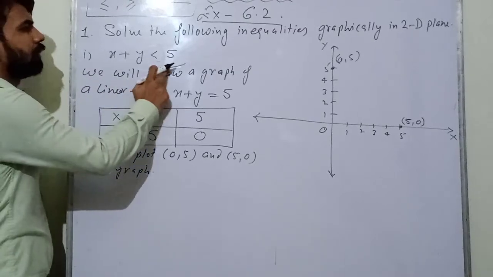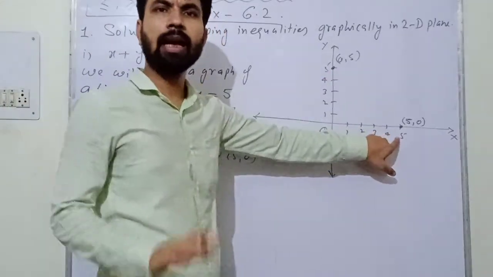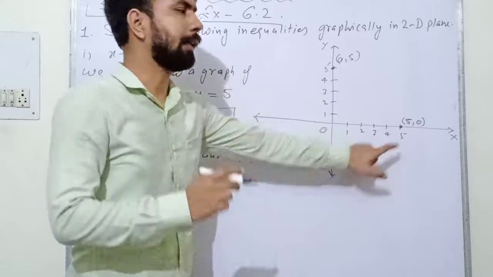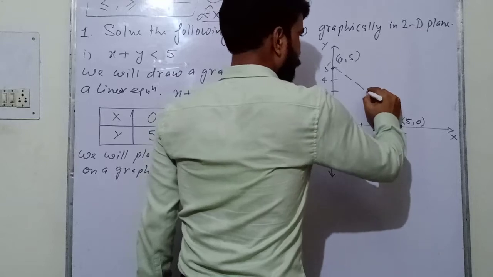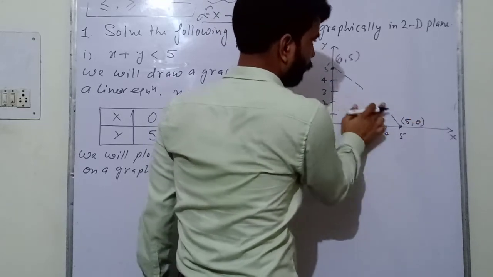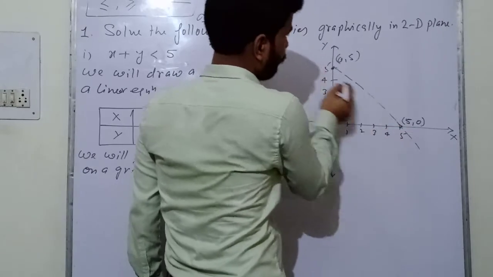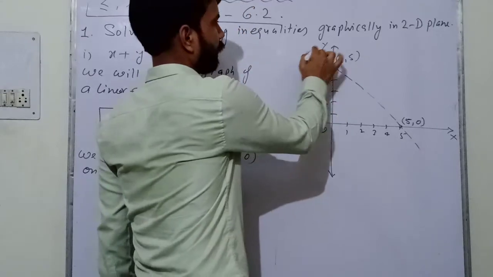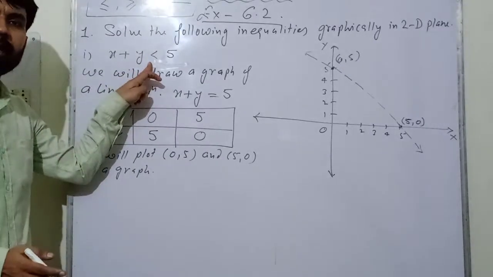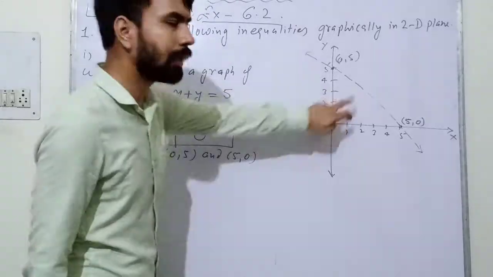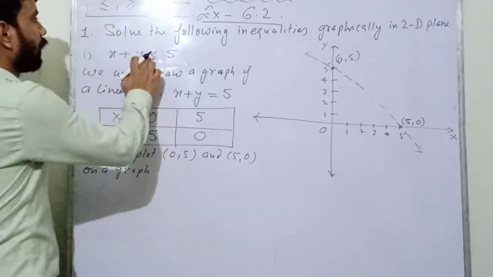Okay, so which sign is here? Only less than, no equal sign. Then we will join these 2 points with the help of scale by dotted line. So we will join them by dotted lines. Like this. Clear? If smaller than or greater than sign is there, then we will join the given points by dotted line. If equal sign is also there, then we will join by regular line. Now see.